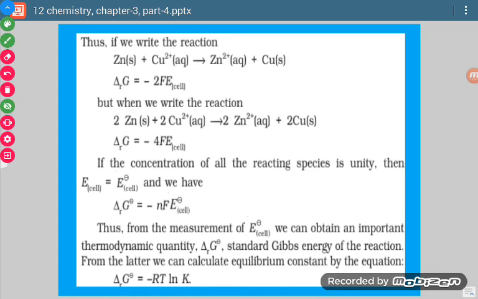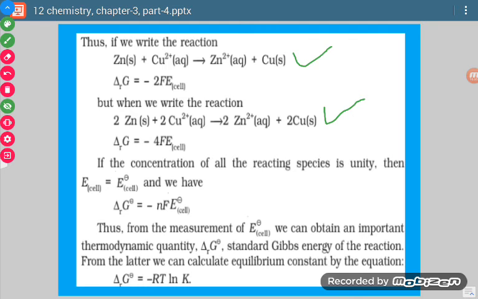Now if we write the equation like this, it means we have multiplied the above equation by 2. When we have multiplied the equation by 2, the energy has also doubled. So again we have to calculate the total number of electrons cancelled. In the earlier case 2 electrons were cancelled, in this case 4 electrons are cancelled because it is multiplied by 2. So this will be the relation in this case.